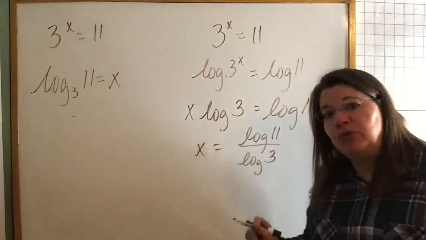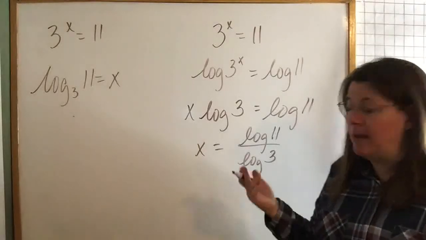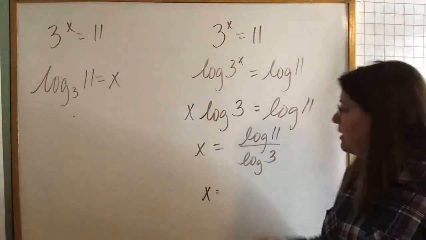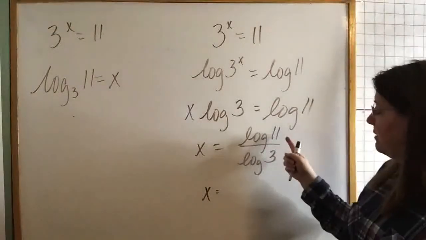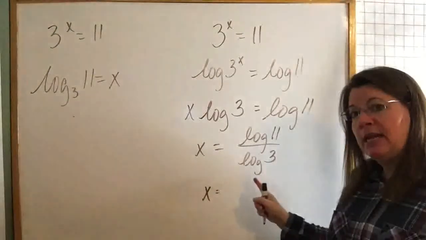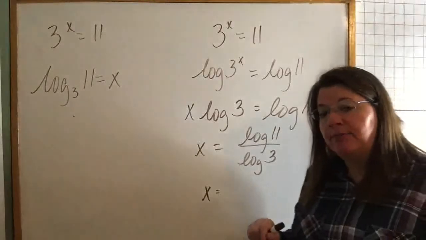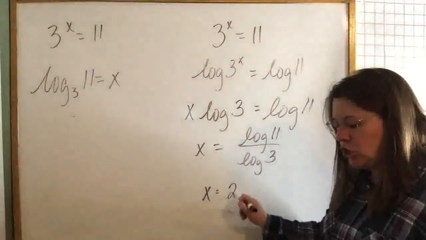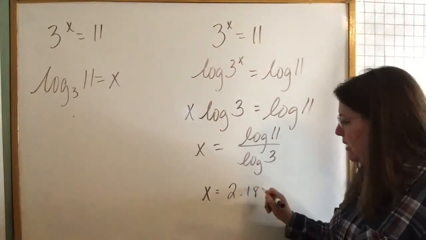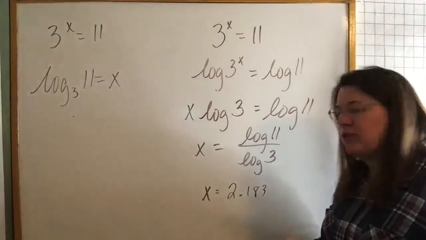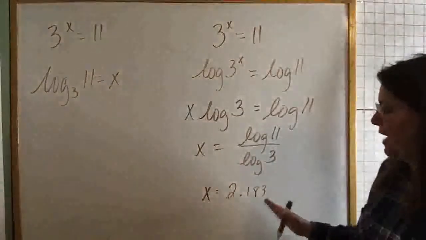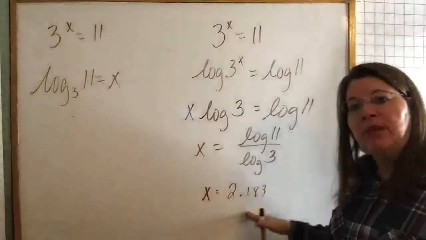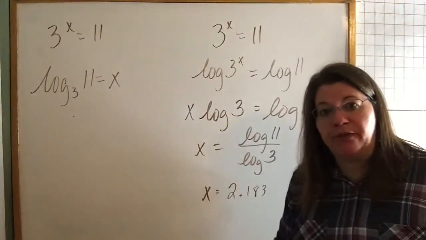If it asks you to get that as a decimal, and most of the time they will, what you'll do now is you'll just put in your calculator or in Desmos log 11 divided by log 3, and you'll get a decimal for that. I end up with 2.183. I'm going to round that to 3 decimal places. You'll just have to pay attention to the homework assignment and round to the number of decimal places that they ask you to round that to.